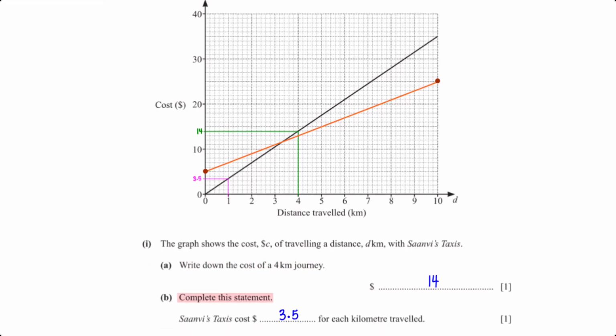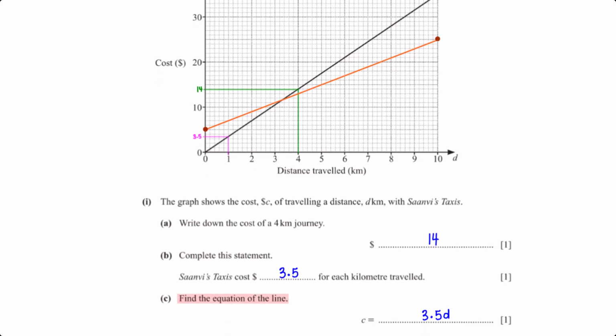Complete this statement. Sanvi's taxis cost blank dollars for each kilometer traveled. When we map 1 kilometer onto Sanvi's graph, we get $3.5.